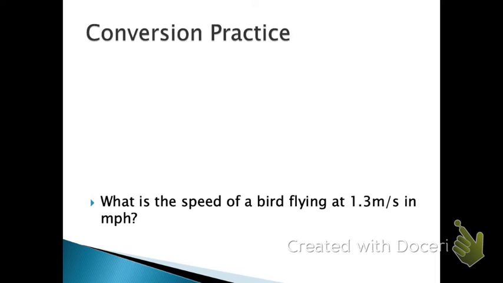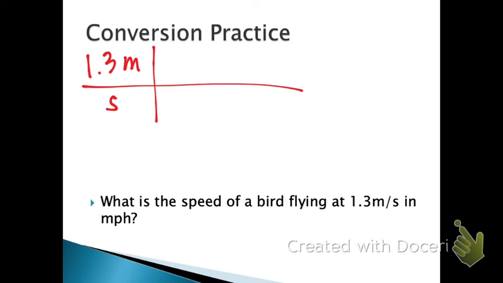Now, when we set up our conversion, we have to do it like this. 1.3 meters per second. Okay, per means divided by. This is saying we're traveling 1.3 meters every 1 second. You don't need to put the 1 there, but you can if you want. So now we have to do a conversion for both meters to miles and seconds to hours. So we've got to do both of them, but we can do them in the same chart.